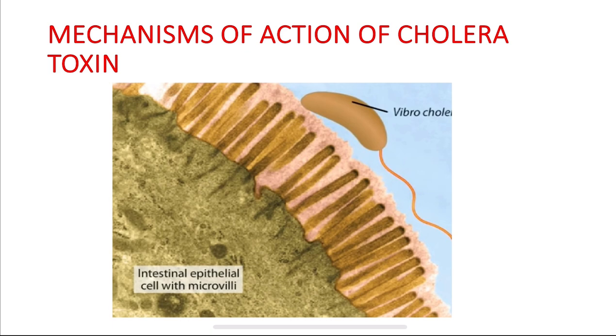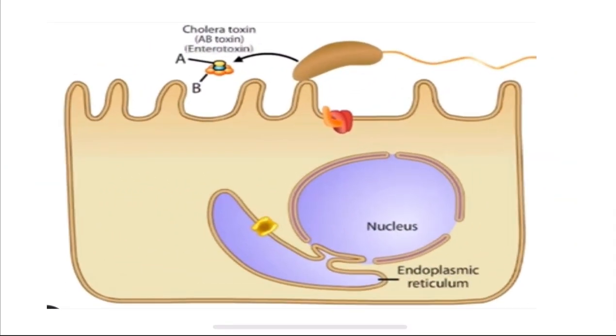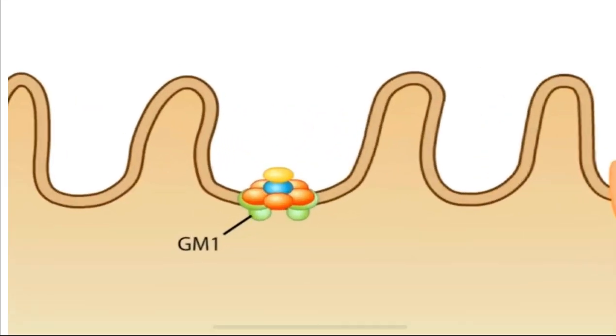What is the mechanism? The mechanism is the cholera toxin entering the intestine. What does it contain? Two subunits: 5 copies of B and 1 copy of A. Out of which the 5 copies of the cholera B toxin will go and bind to the GM1. What is this GM1? Ganglioside, right? It binds to the glycolipid. It is a glycolipid called ganglioside, which is found in the intestinal epithelial cells.